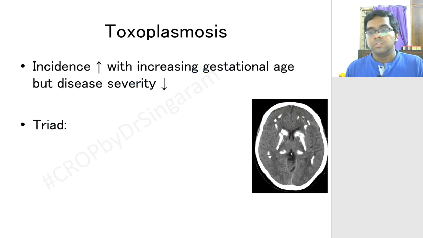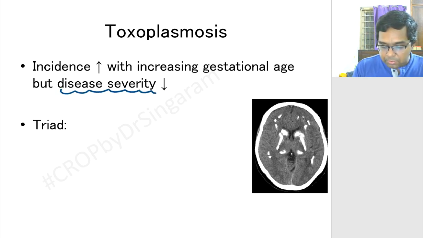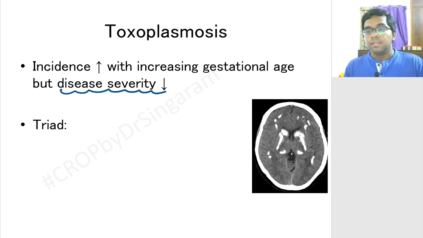Let's move on to the next one, that is toxoplasmosis. See the very first line I have written. Incidence of toxoplasmosis increases with the gestational age. That means compared to the first trimester, the second and third trimesters have more chance of transmission of toxoplasmosis. But look at the next point, that disease severity decreases. Obviously, for any disease to be severe, the problem should have occurred in the first trimester. So always remember, the incidence of severe infection is always higher when the infection occurs in the first trimester. But as far as toxoplasma is concerned, it's an exception in the transmission. Transmission occurs more often not in the first trimester, but in the second and third trimesters.